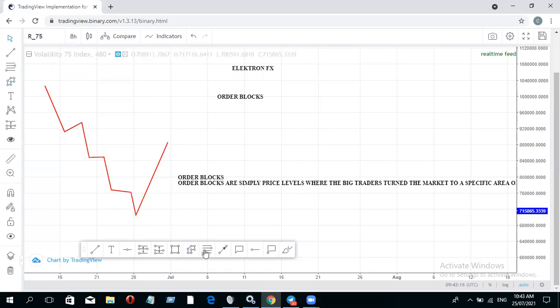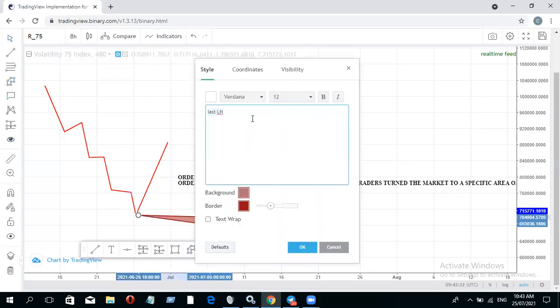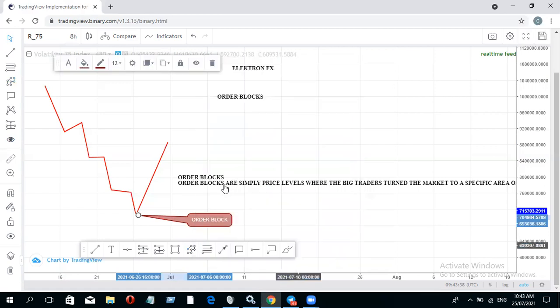At this point we have what we call an order block, because it's where the market makers turned price to their level of interest, where you see that heavy move. It's called an order block. So an order block is the price level where the big traders turn the market to a specific area of interest.